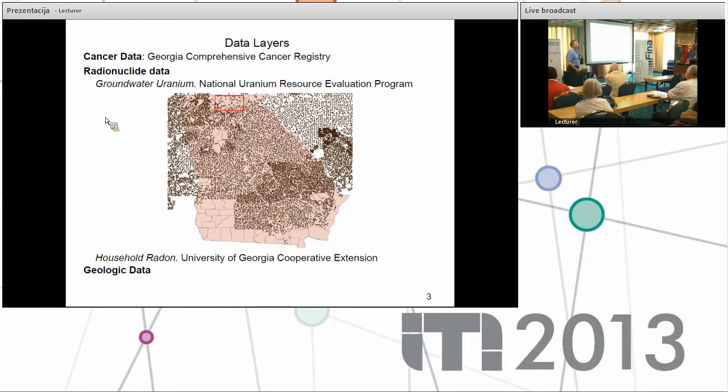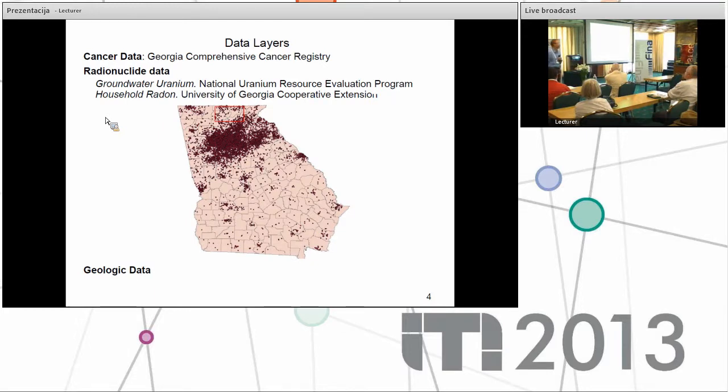We also have radionuclide data. This is the groundwater uranium. This is measured in a number of different wells scattered throughout the state, and you can see here that there's a very large number of sites where data are collected. The other one we have for radionuclides is the radon data. This is, as John indicated, collected in households.